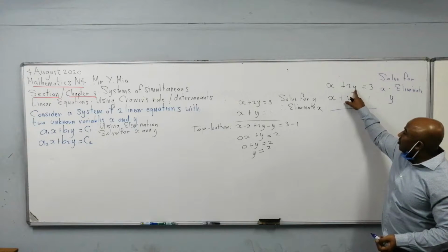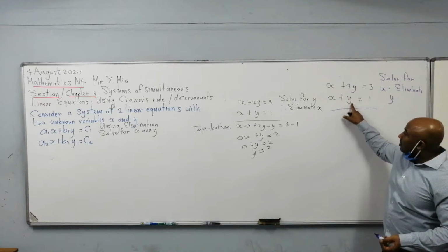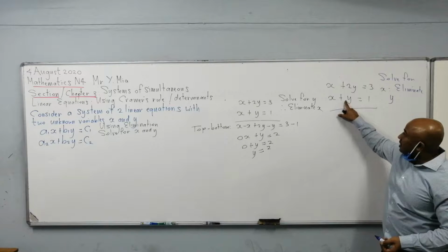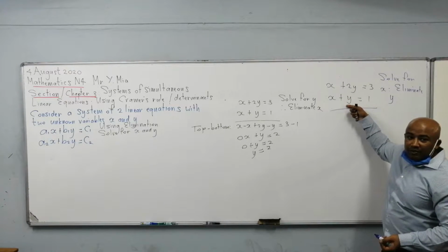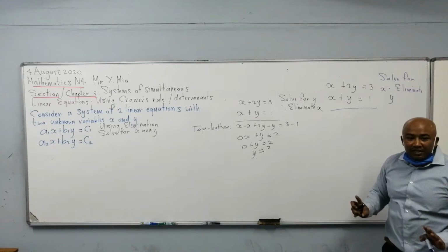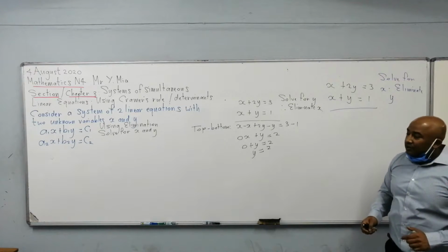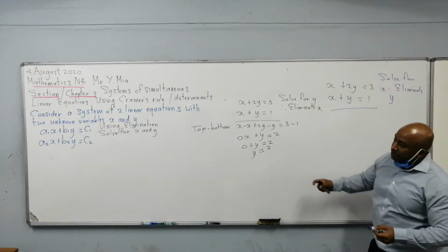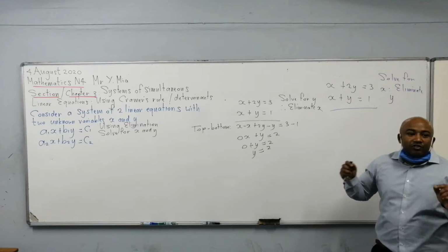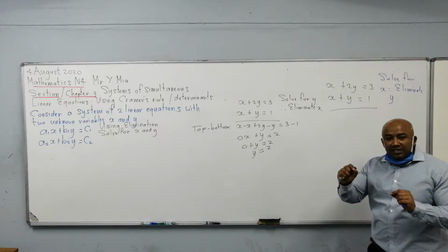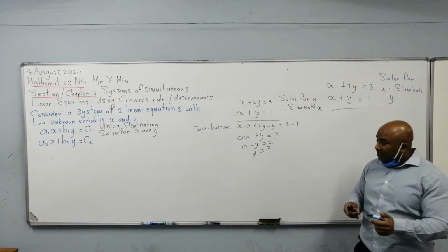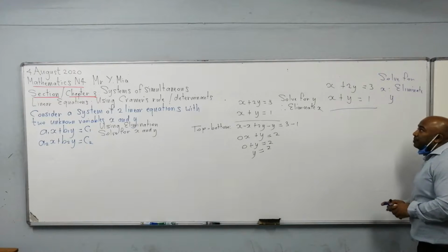Because the coefficient of y on the top is 2. The coefficient of y in the bottom is 1. So 2y minus y will give me y. It doesn't eliminate y. It doesn't give me a 0. So before I do the subtraction, I have to make both coefficients equal. Okay. So I have an option.